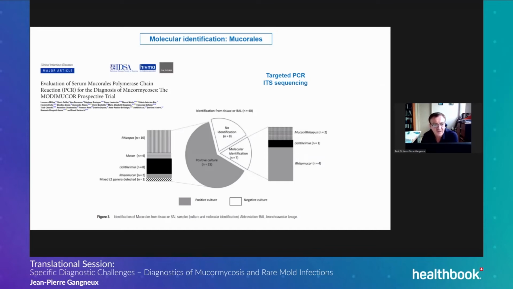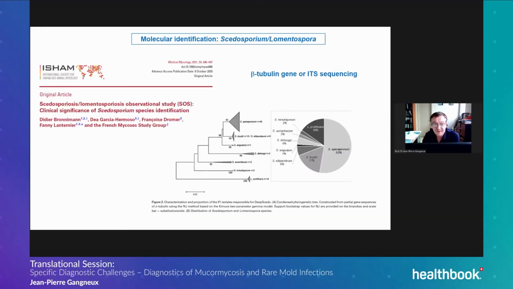And here, I show you how a targeted PCR regarding mucormycosis, but also ITS sequencing, allow the identification of the fungi. Here, 25 positive cultures were obtained with the identification of various mucorales, but 7 were identified in addition using molecular identification. So regarding biopsies, targeted PCR or ITS sequencing is a very useful tool for mucorales identification. Regarding Scedosporium and Lomentosporiosis, then it is the beta-tubulin gene or ITS sequencing that allows the identification. And here is an example of the use of these tools to show the ventilation of the different species that were responsible of infection in immunosuppressed patients.